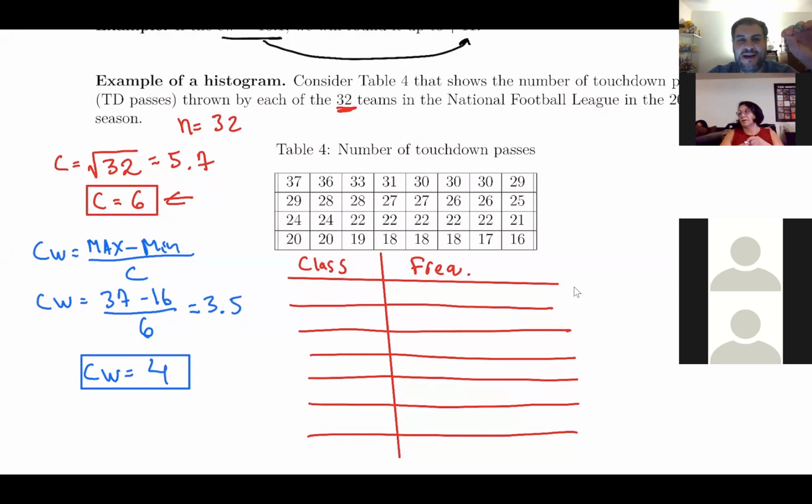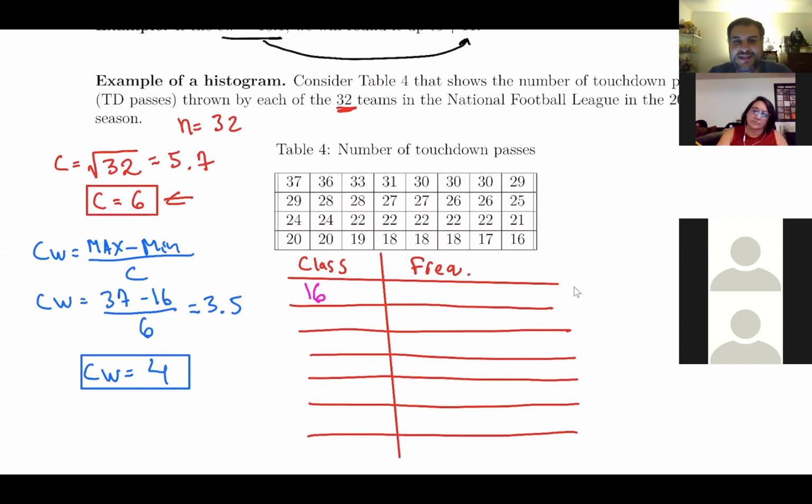Any question in regard to how I got the amount of classes and my class width? All right, perfect. Up next, you want to look at what is my lowest value. My lowest value in this case is which number? So 16. So we put 16 right here.